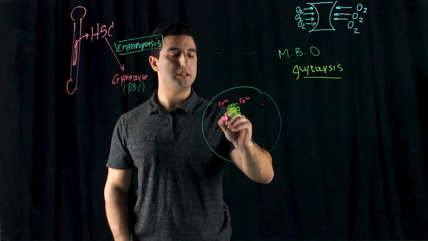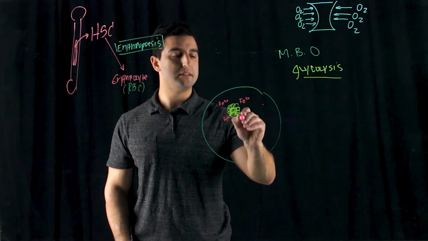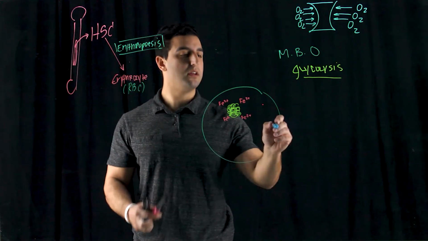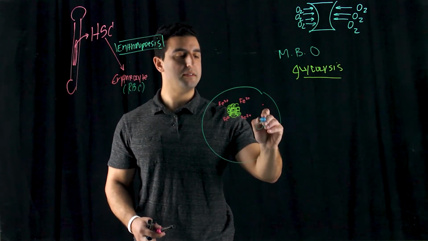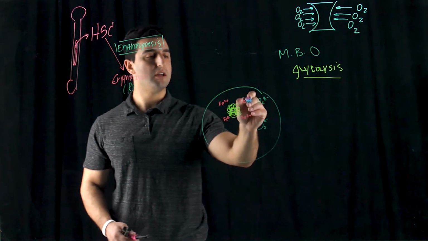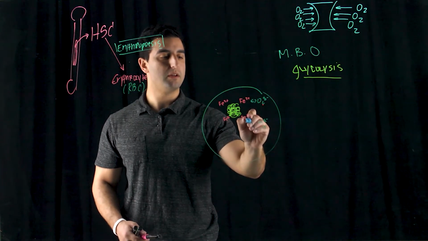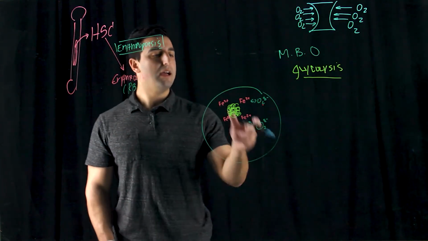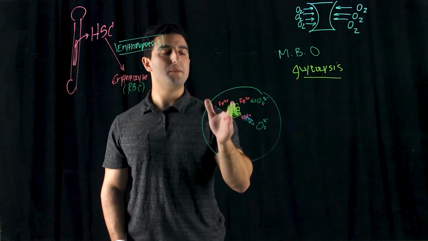These iron groups here that are of a positive charge attract all of the oxygen, which has a slightly negative charge. So they have a partial negative charge that causes this attraction. So you have this attraction that takes place in the red blood cells, and this attraction leads the oxygen to bind.